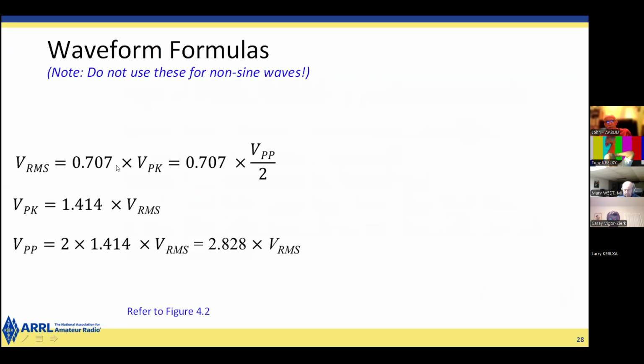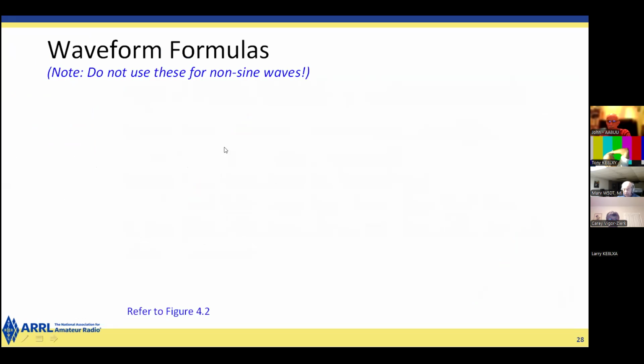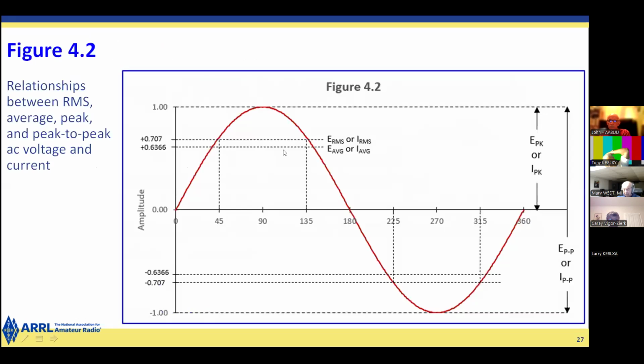RMS is 0.707 times the peak. So a lot of times with a scope, you measure peak to peak because it's just easier to do. So you have to divide that by 2 to get to the peak. Backing up, there's peak to peak over here. It explains it. It's from this peak to this peak. But the 0.707 is just a half of a wave. So it's I peak or E peak is what they're calling it, not peak to peak.